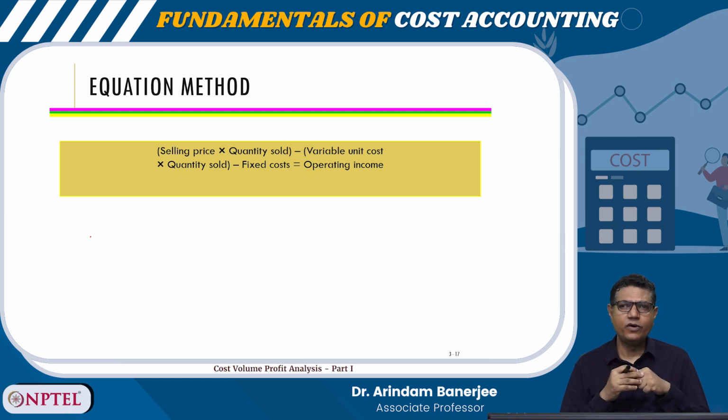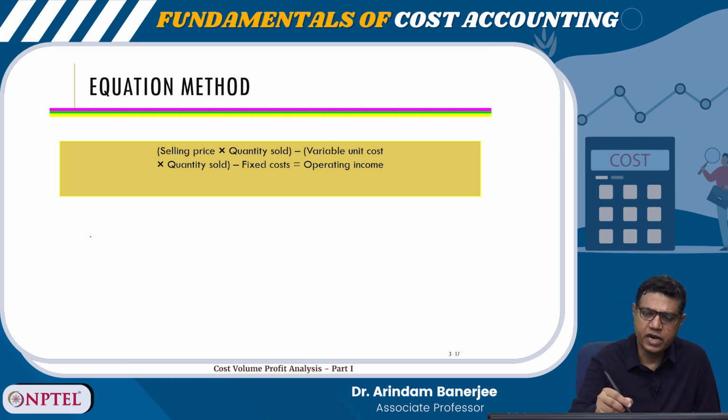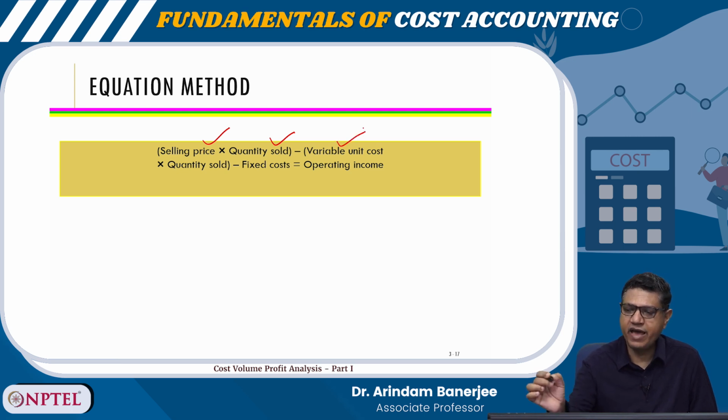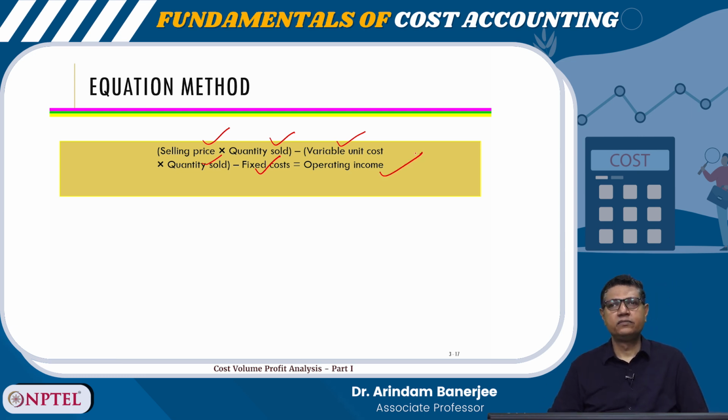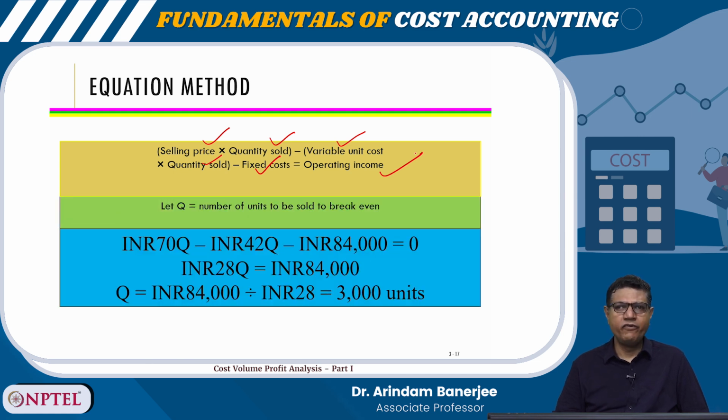Okay. So, in the equation method I can write like this: selling price into quantity sold, that is the total selling revenue, minus variable unit cost into quantity sold, that is total variable cost, minus the total fixed cost, you will get the operating income. Fine. Now, Q is the number of units sold, or we can say produced also. Sometimes it is taken on the production basis, right.